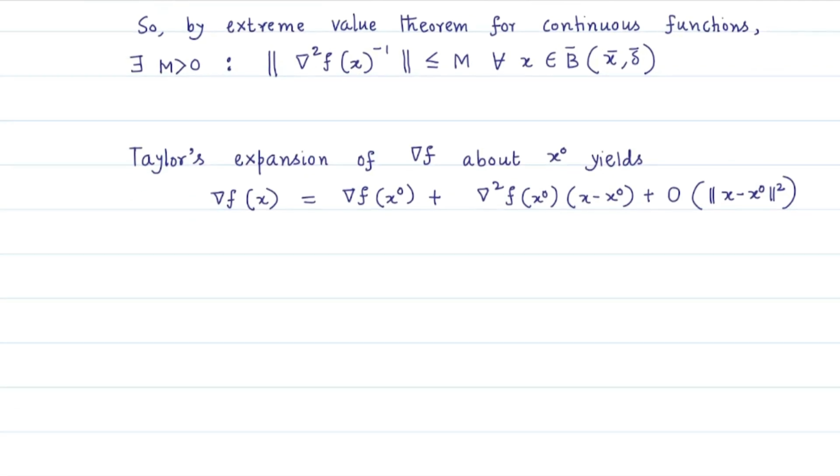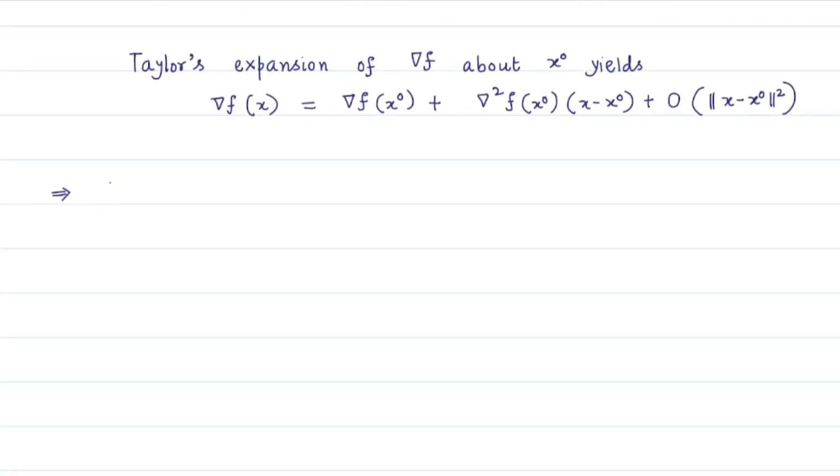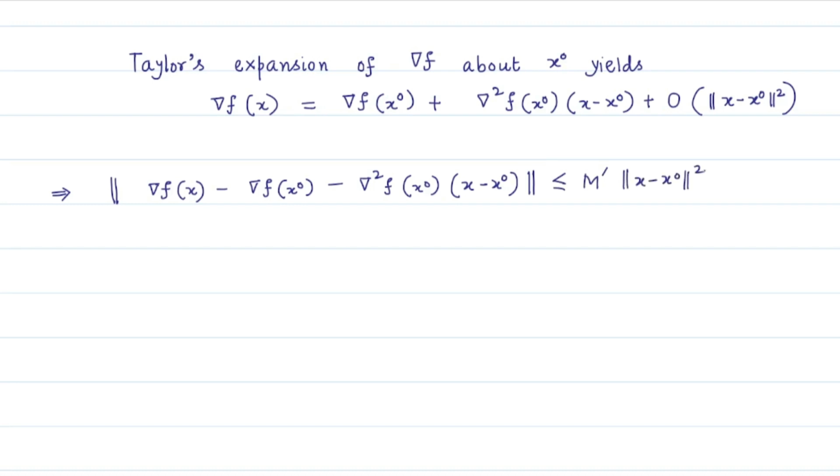Now from this Taylor's expansion of the gradient of f, we get that the norm of grad f x minus grad f x naught minus the Hessian at x naught times x minus x naught. Sorry, here we will have minus. Its norm is less than or equal to m dash times norm x minus x naught squared, for some m dash greater than 0. This inequality holds true for some neighborhood of the point x naught. Let's suppose in a delta dash neighborhood of the point x naught this inequality is true.